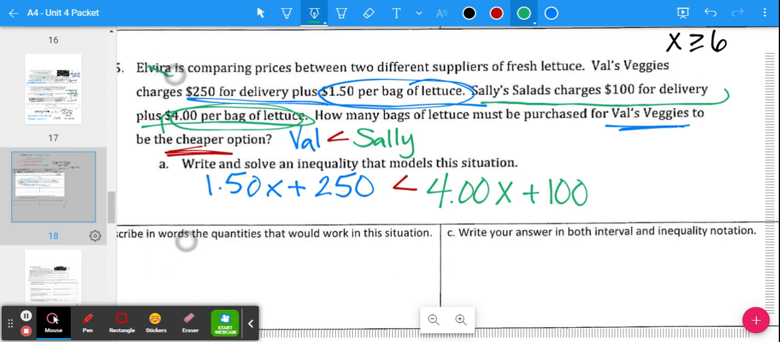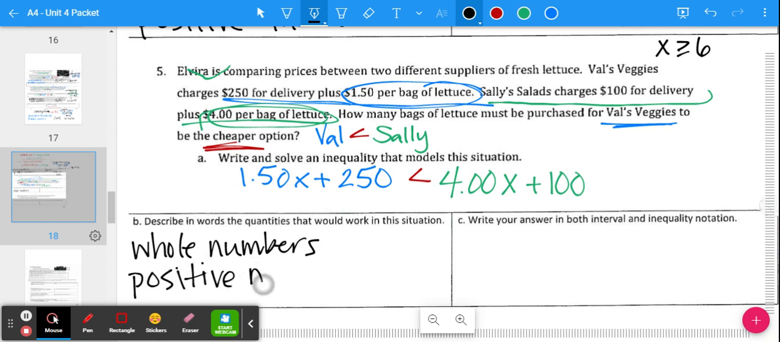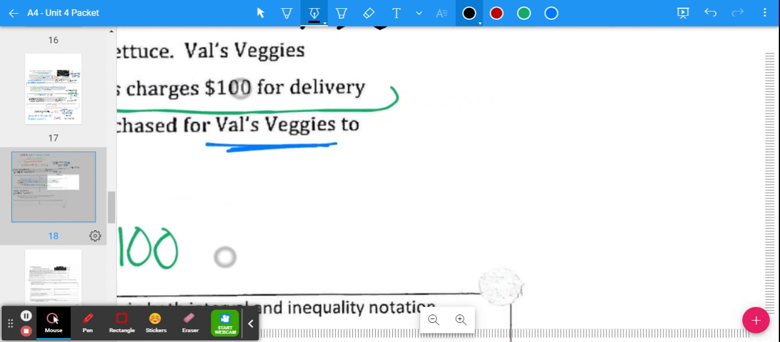So what kind of quantities work? We can't buy half of a bag of lettuce, so we want it to be whole numbers. You're not going to buy a negative number of bags of lettuce, so we want positive numbers. And then it wants us to actually solve this, so we can write our inequality, our answer to the inequality.